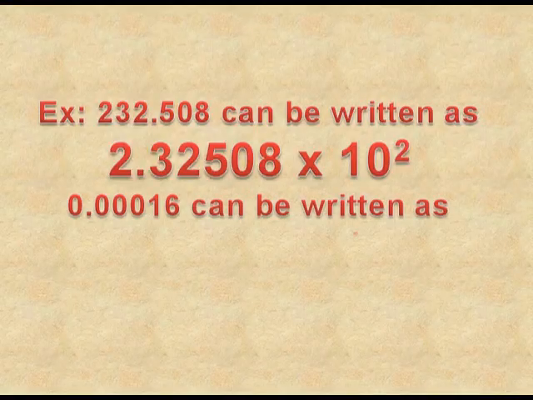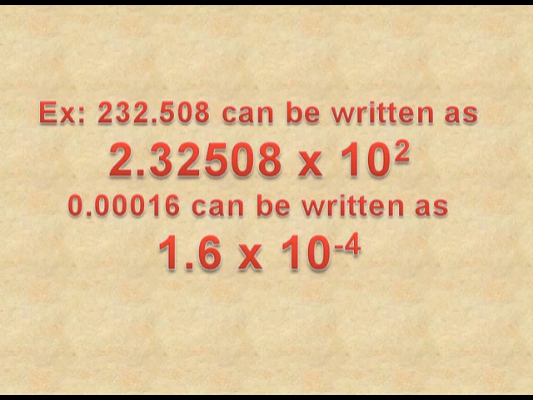Next example, 0.00016 can be written as 1.6 into 10 raised to power minus 4. Here you can see that we are shifting the decimal 4 places towards right. When the decimal shifts towards right, we put a negative sign with the exponent. This is how we write any digit in the exponential or the scientific notation.